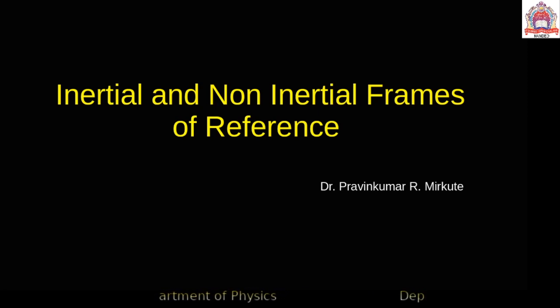As we know, the simplest frame of reference is the Cartesian coordinate system, in which the position of the particle is specified by three space coordinates x, y, z. Then the position vector of the particle with respect to the origin is given by vector r = i x + j y + k z, and all the three i, j, k are the unit vectors along the three axes.